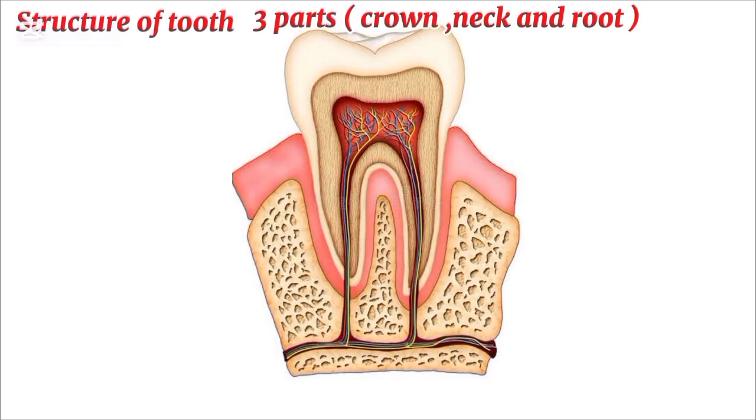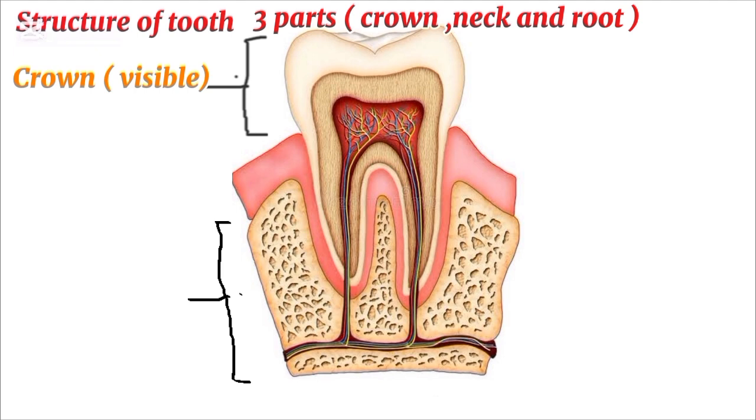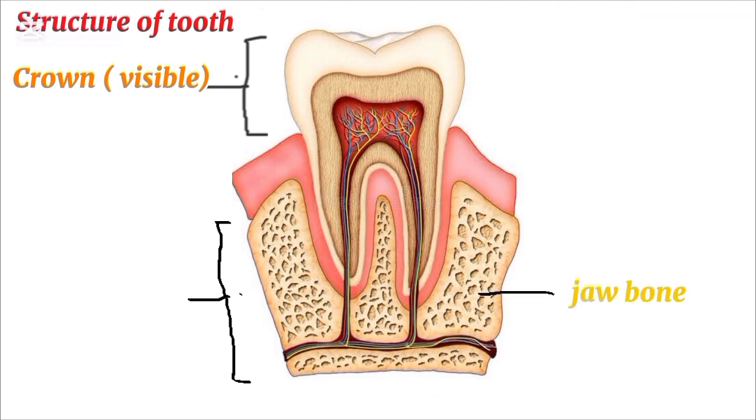Now let's understand the anatomy of tooth. Tooth has 3 parts. The visible part that protrudes from the gums is the crown, and the remaining part that is embedded in the jawbone or alveolar bone is the root. The junction between the crown and the root is the neck, that is surrounded by gums, a soft tissue.